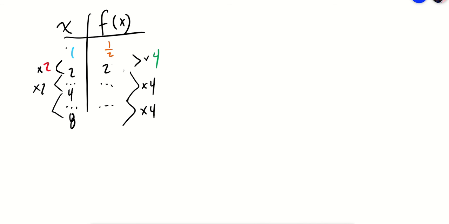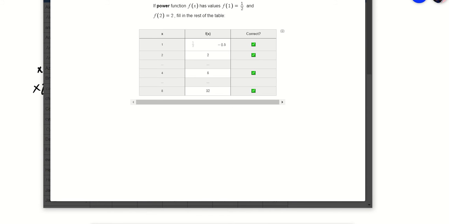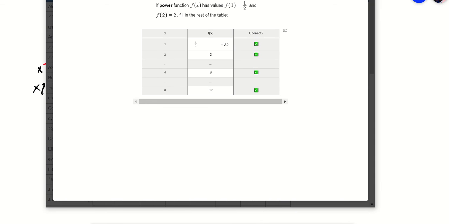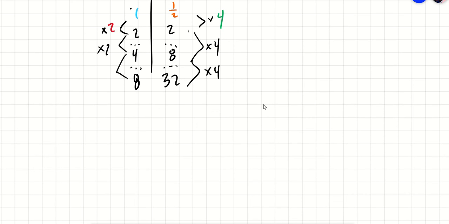And then we've got 2 times 4 is 8, and 8 times 4 is 32. Just to check that and see these are all correct. And now we will come up with our equation. So, same thing as we did before.